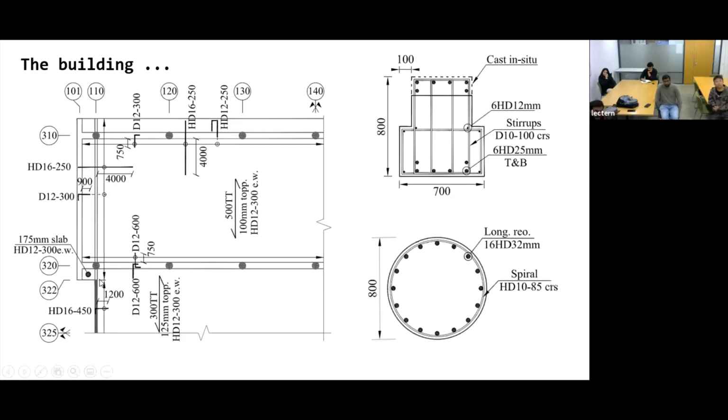It also has, in this part here, between grid line 320 and 322, a cast in situ slab that is 175 millimeters thick. The longitudinal beams are that section, and the double T's are web seated on the ledge of the beam. And the columns are 800 millimeters in diameter, and they're also quite heavily reinforced.